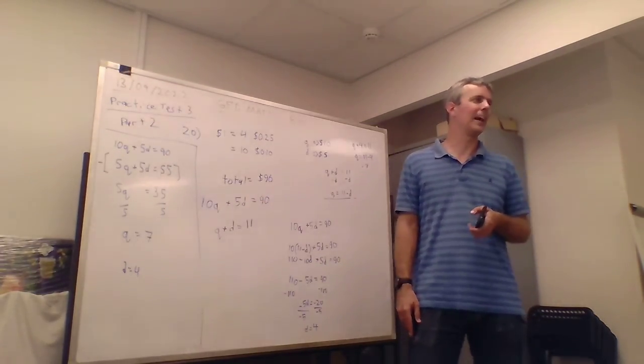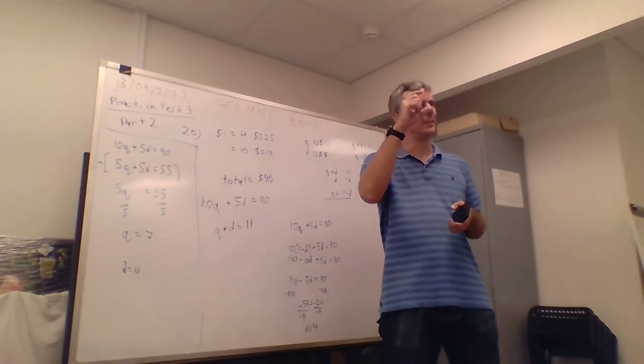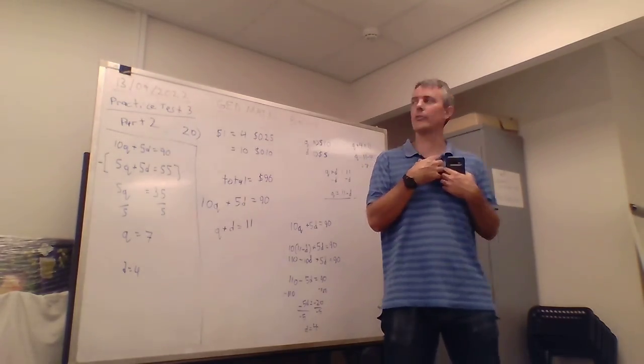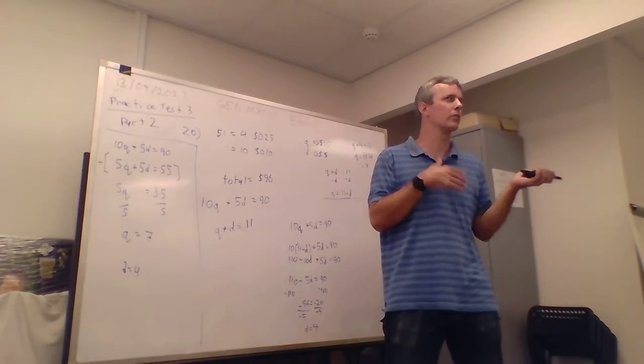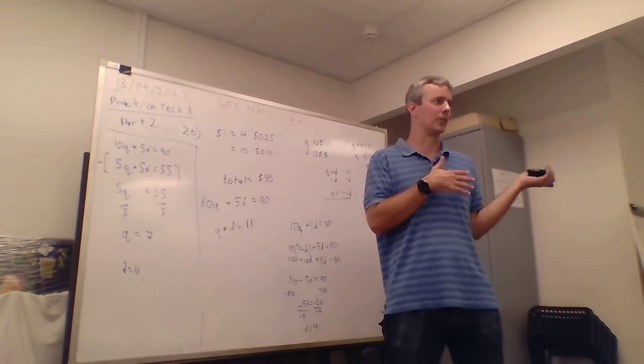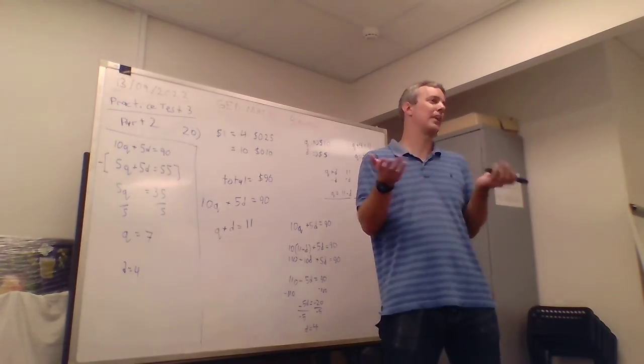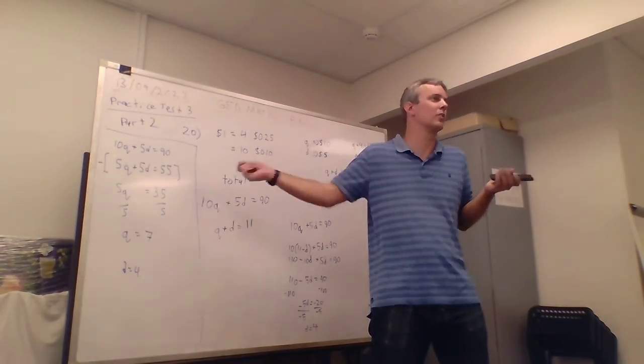I like to use a variable that's meaningful. Part of the reason for me using Q and D is I don't have to remember whether Y is quarters or dimes. Q is obviously quarters, D is obviously dimes. That's the thing, it's a variable. It doesn't matter. I could use a smiley face.